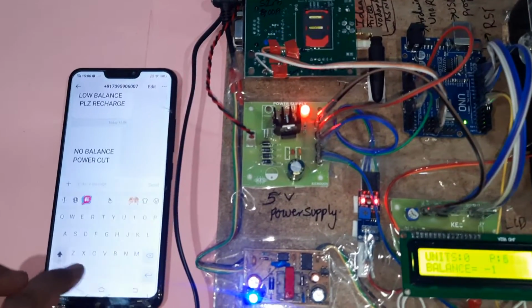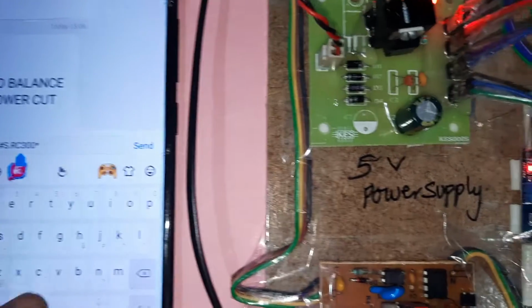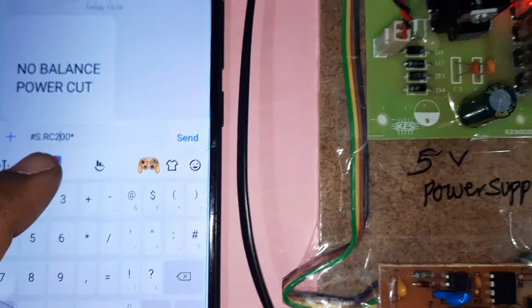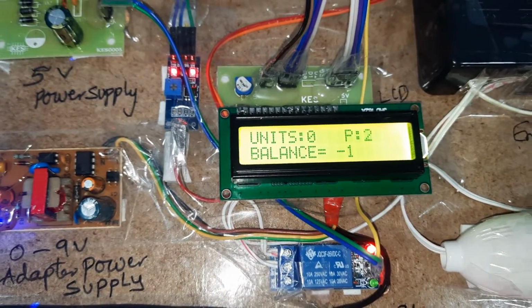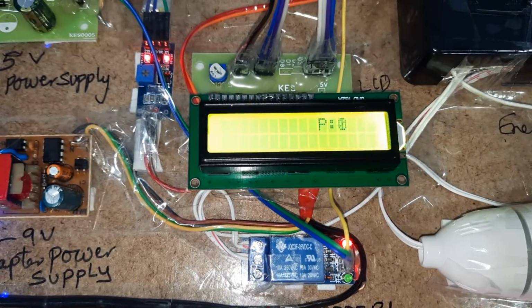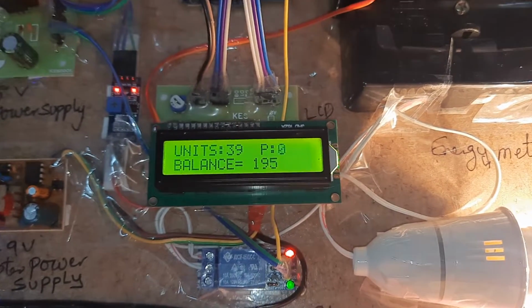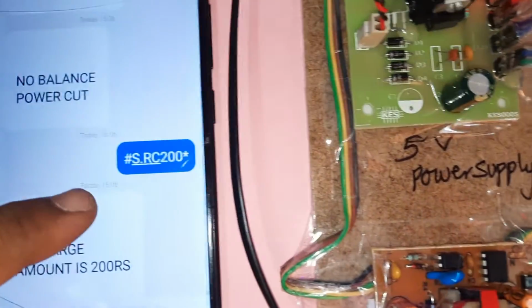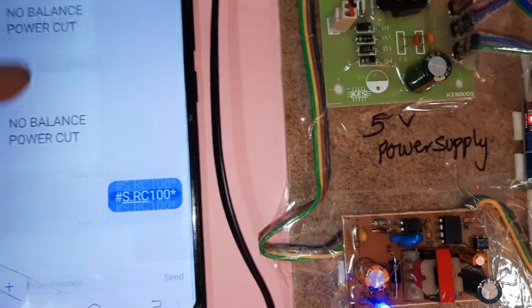Once again we will go for 200. Hash capital S dot RC200, then I'm going to recharge with 200. Hash capital S dot RC200, then star. There are no spaces. SMS received, power on, recharge 200 rupees. The bulb is on. So balance amount is 199. 100 rupees gives 20 units, 200 gives 40 units, 300 gives 60 units. Like that we are recharging.